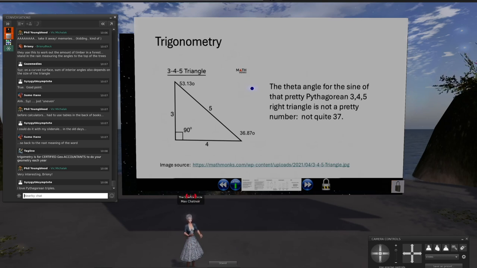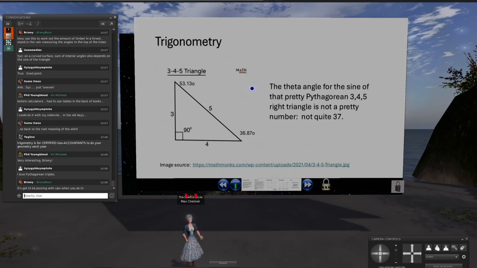And there are other Pythagorean right triangles that you may know about. 5, 12, 13, for example, or 7, 24, 25, things like that. Okay, so that's just kind of basic triangle stuff.